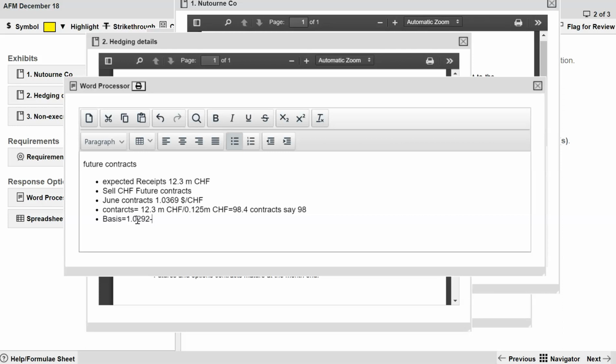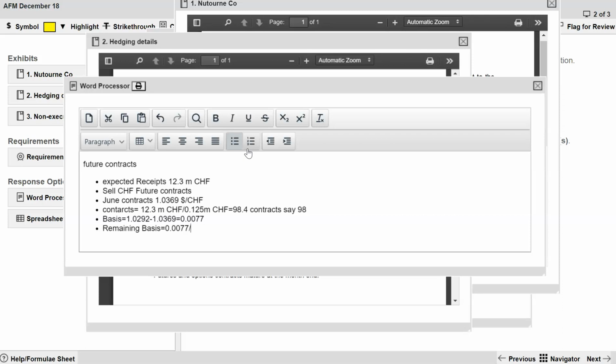1.0292 minus opening future 1.0369, and the basis will be 0.0077. So calculate the remaining basis, and that is equal to 0.0077 divided by total months.